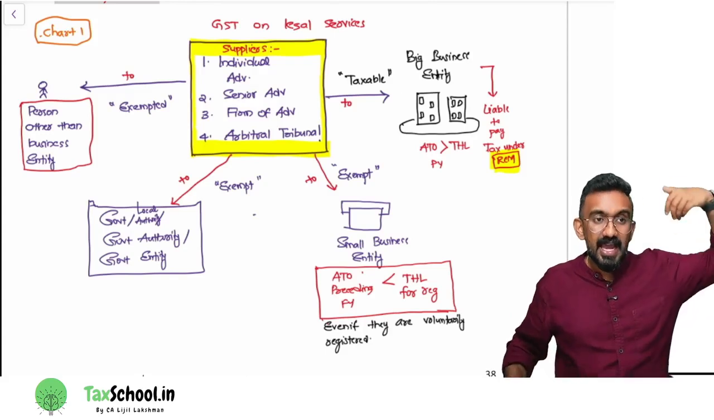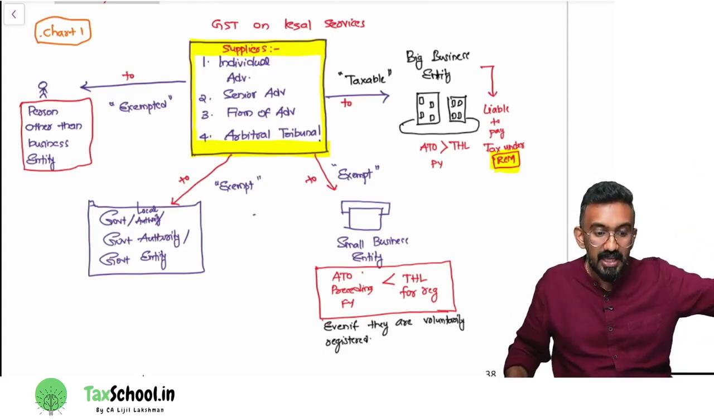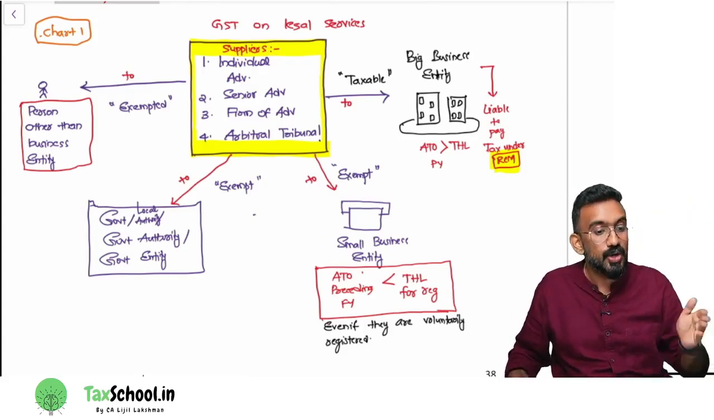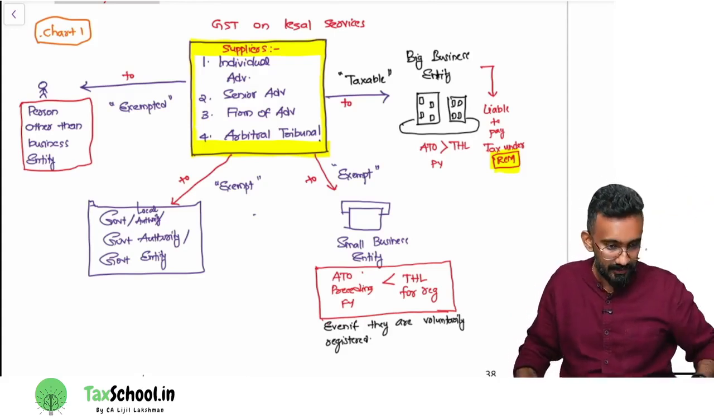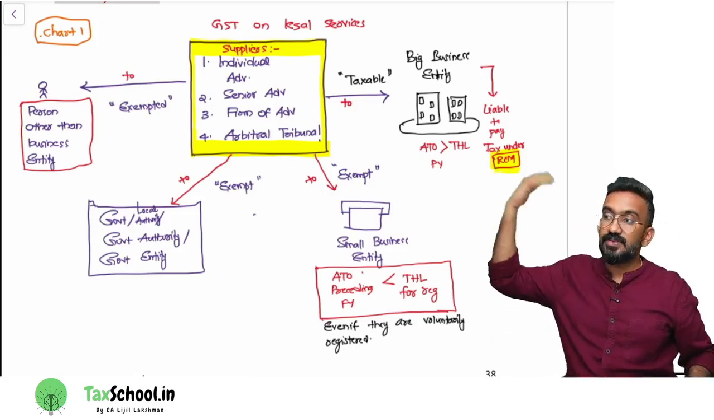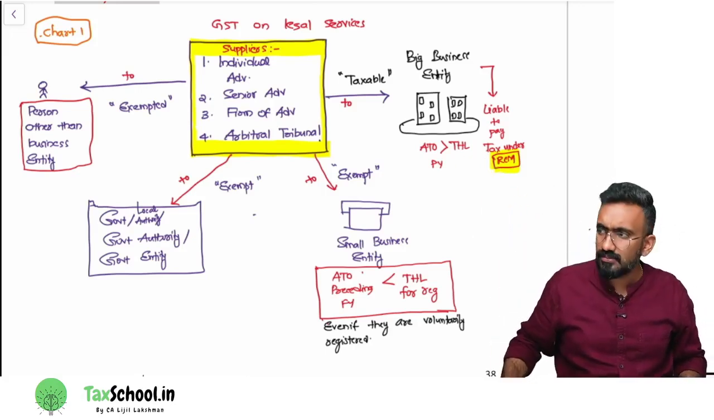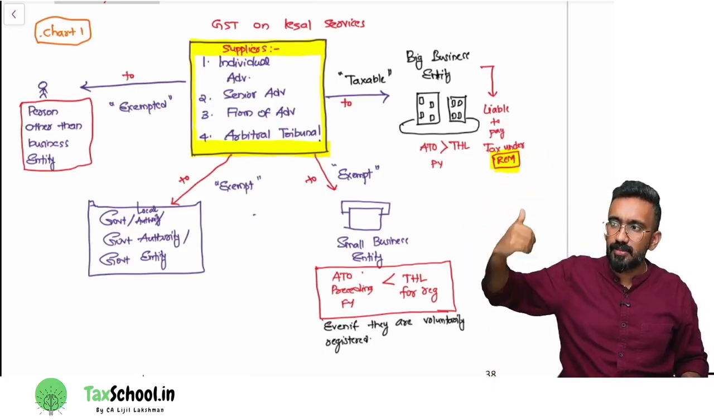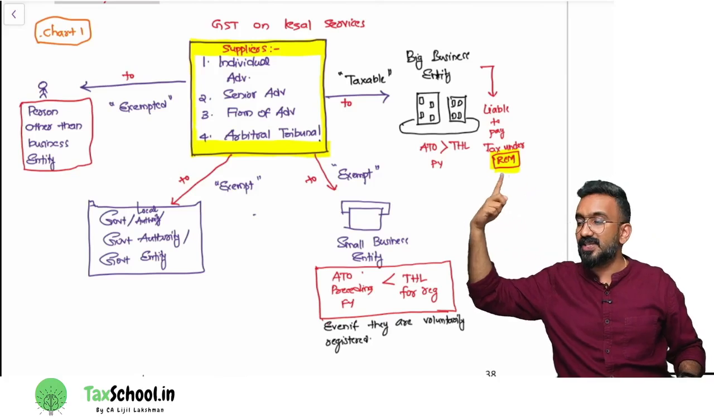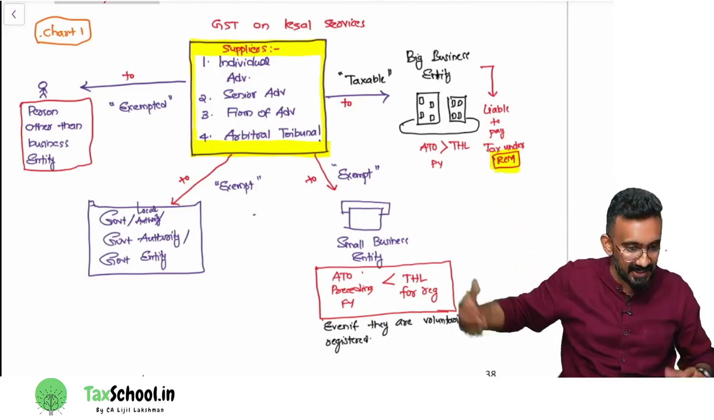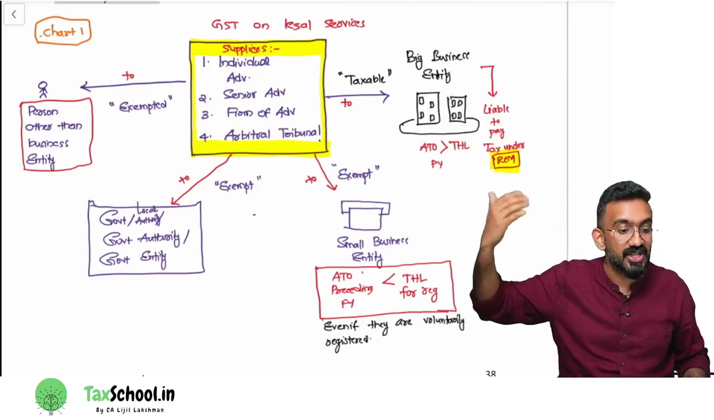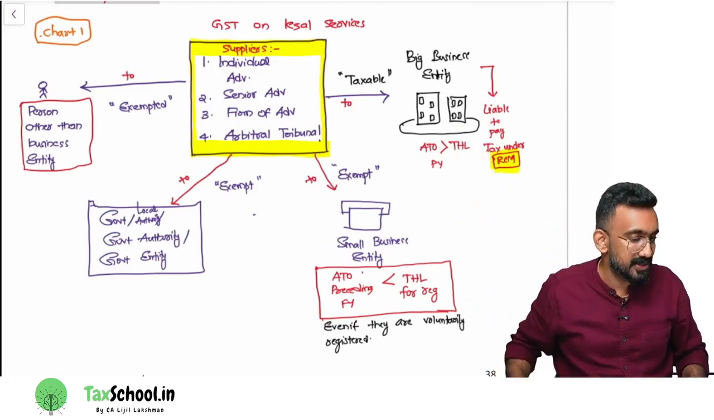So we say anybody other than a business entity is exempted. Somebody who is a business entity having turnover less than the threshold limit would also be exempted, even if they are registered. Then, what if it's a big business entity? If advocates, an individual advocate, senior advocate, firm of advocates, or arbitral tribunal provide services to a big business entity, say Reliance is getting services, it would be taxable. But taxable under what charge? Reverse charge. Reliance will have to pay tax under RCM.